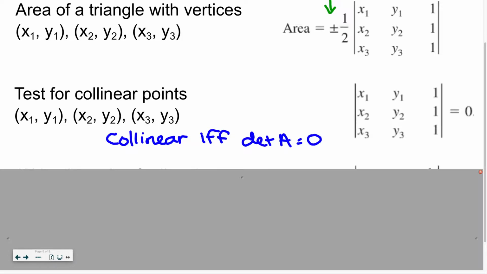So when I do the test for collinearity, I don't need that plus or minus 1/2 that actually calculates the area because I'm not interested in the area. I'm just interested in if it's collinear. Now, that's for 3 individual points. I want to see if those 3 points lie on a line. If I wanted to write an equation of a line, how many points would I need? 2, because through any 2 points anywhere in space, I can draw a line connecting them, right? And so, piggybacking off of the test for collinear points, I can also use a determinant to write an equation of a line.